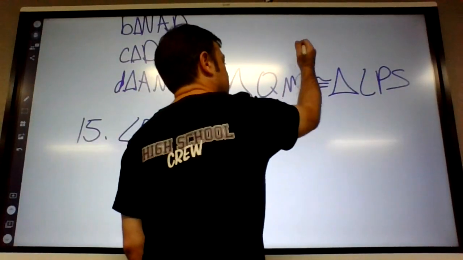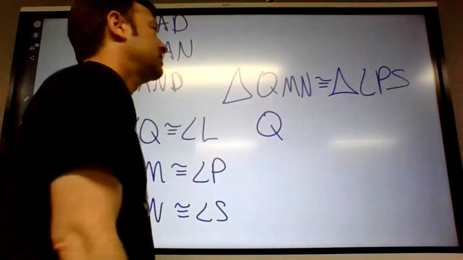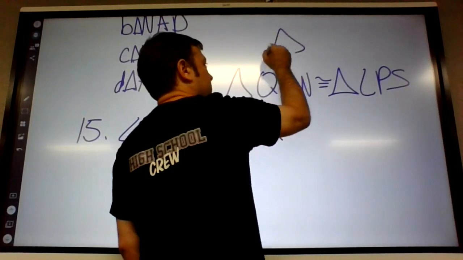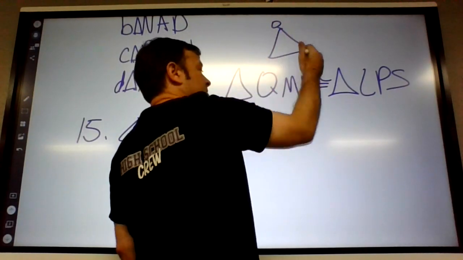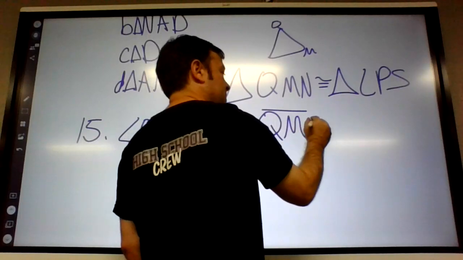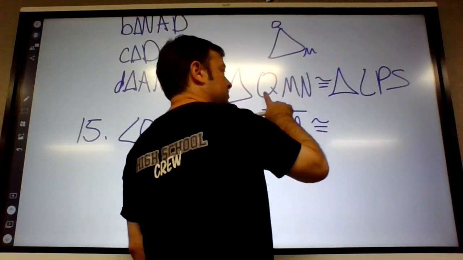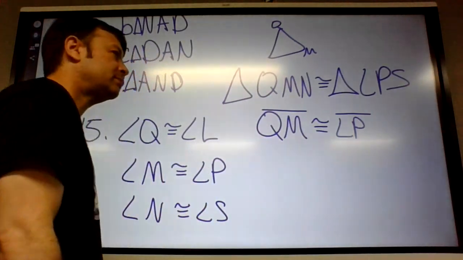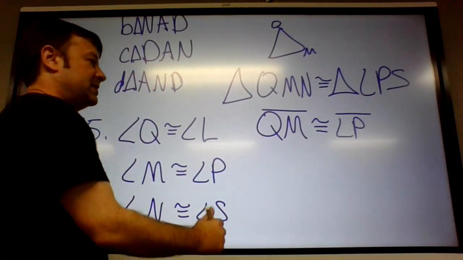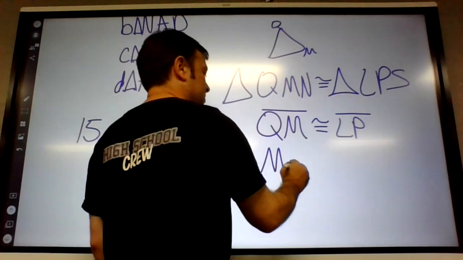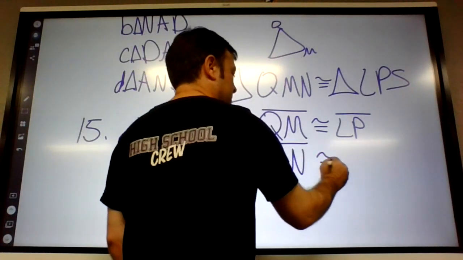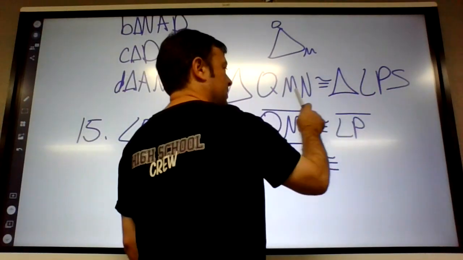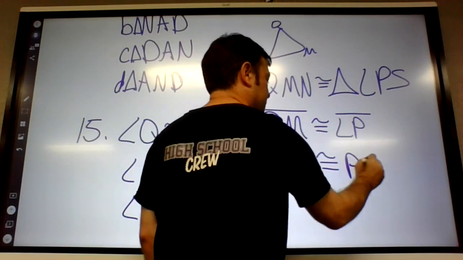Q, this is N. Okay, so QM, I don't really need to draw the picture. There's a Q here and an M. So QM is going to be a side of the triangle. So segment QM is congruent to segment LP. All right, and then MN is congruent to the last 2, so that should match P and S. PS.